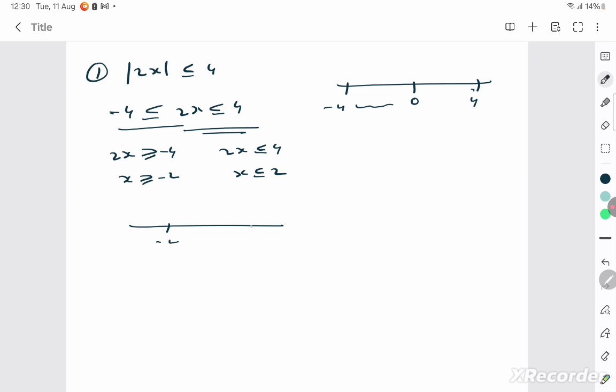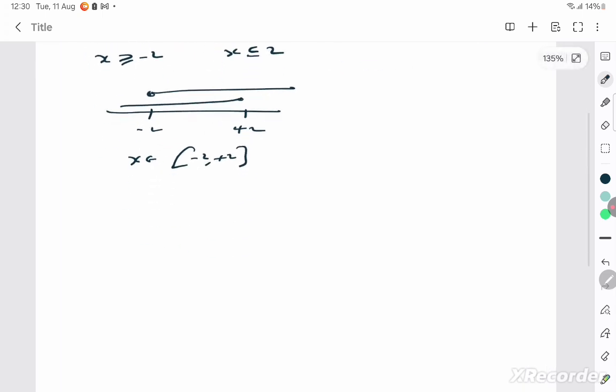So putting it on the number line, x is greater than or equal to minus 2 and x is lesser than or equal to plus 2 shows that the answer will be minus 2 to plus 2, x is an element of. Let's go to the next sum.